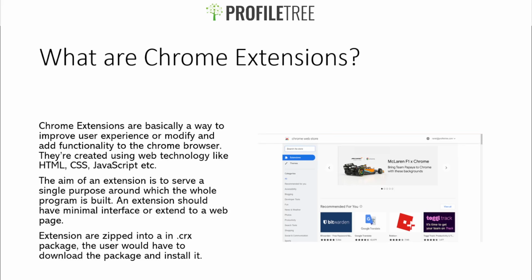So of course, before we get started, we just want to know what a Chrome extension is. A Chrome extension is basically a way to improve the user experience and to modify or add functionality to the Chrome browser. They're usually created using web technologies like HTML, CSS, JavaScript, or any other coding language. The aim of the extension is basically to serve a single purpose. An extension should have a minimal interface or at least extend to a web page. Extensions are zipped into a CRX package, so the user would have to download and install that package.